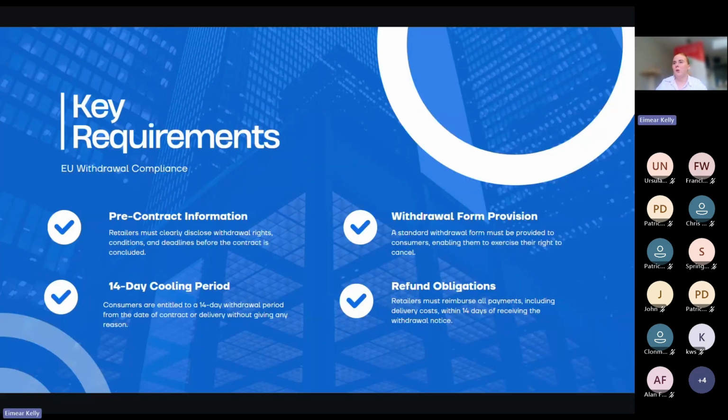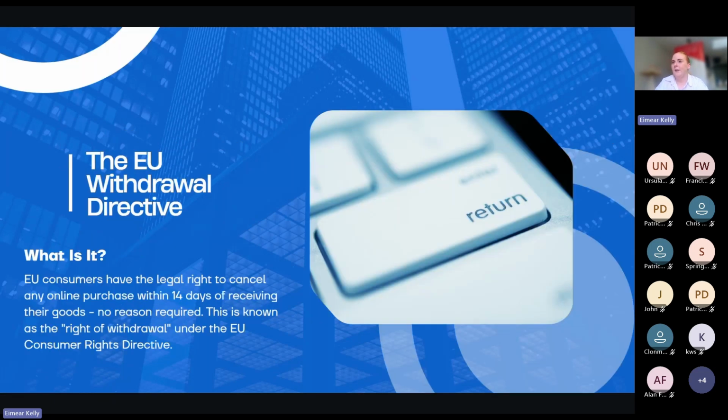Okay, so what the key requirements are. So retailers, for this EU withdrawal, what it is. It means basically that the EU customers will have the legal right to cancel any online purchase just on the reason that they've changed their mind and they don't want it. They will have 14 days from the moment that they've received their item to make this decision and to submit this request to you. And as the retailer, you will have to approve this request within the 14 days and refund that order.